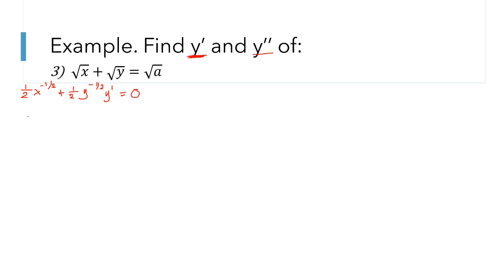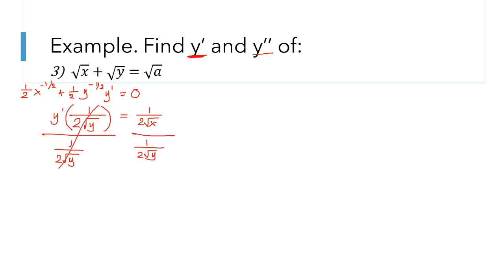Then afterwards, we have to isolate the y prime, so we'll be moving this term to the other side of the equation. So we have y prime times 1 over 2 square root of y is equivalent to negative 1 over 2 square root of x. Then we have to divide that by 2 square root of y. This one as well, 2 square root of y. So we can get our y prime.